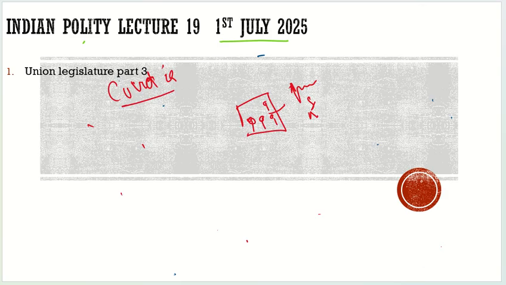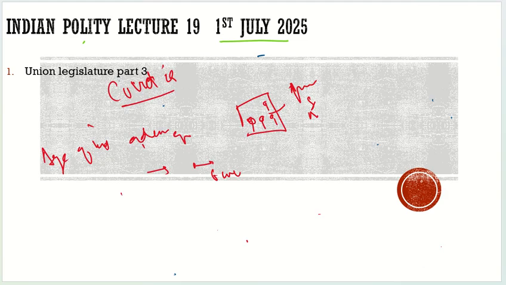Now we also discussed what would be the age of this ordinance given by the President. It would be once the Parliament is again in session, after that within 6 weeks it will stand. After 6 weeks, if the parliament makes the law, then it will stand. If the parliament decides to not make the law, then it will end.